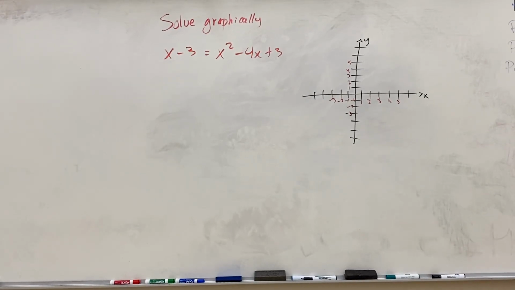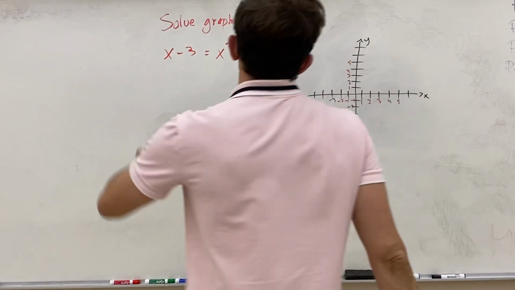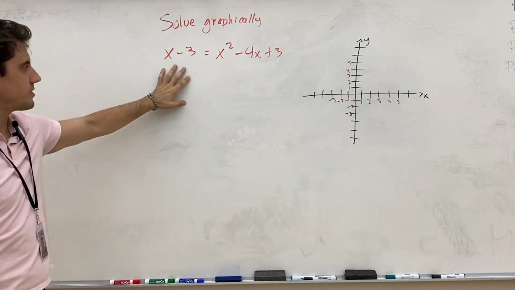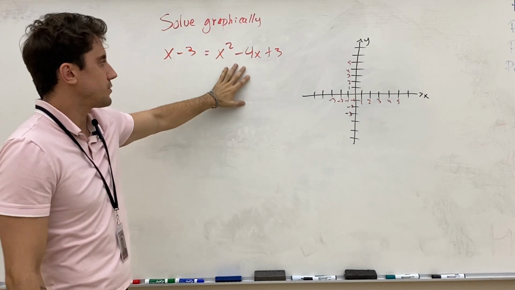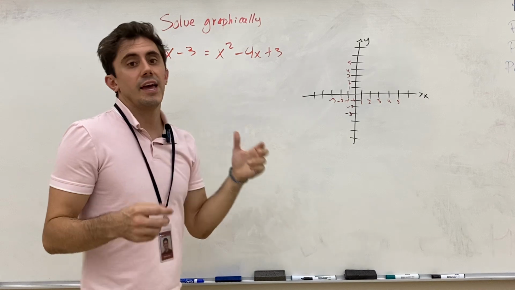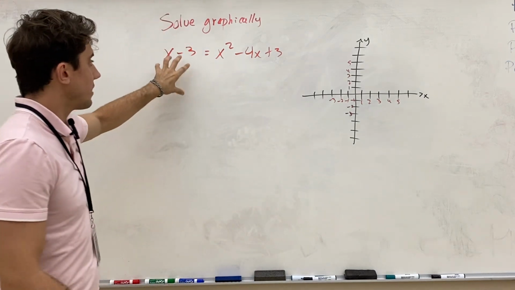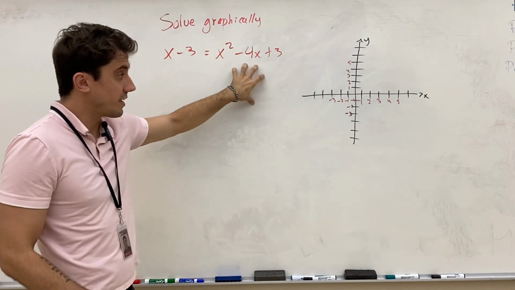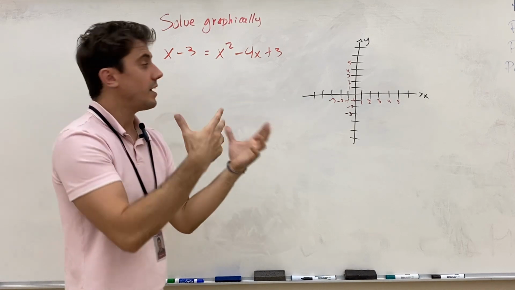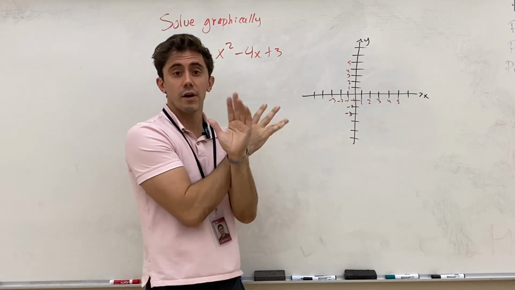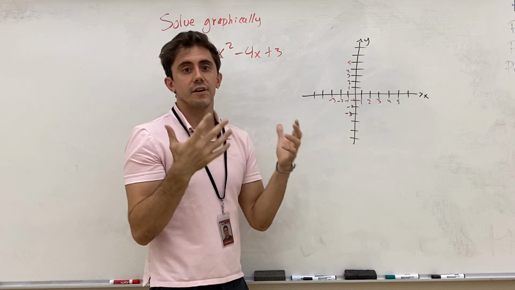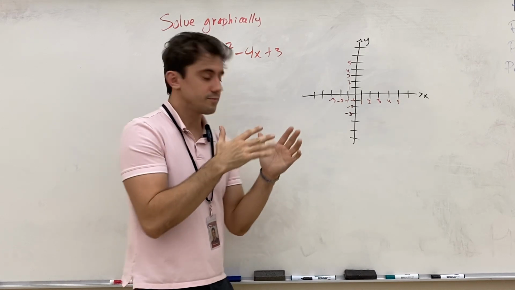Good afternoon, everyone. Today we're going to solve an equation graphically. We're going to solve the equation x minus 3 equals x squared minus 4x plus 3, and we're going to do so by graphing the left-hand side and then graphing the right-hand side separately, okay? Once we've done that, we're going to look for where they cross. That is, we're going to look for the points of intersection between the two curves, okay?